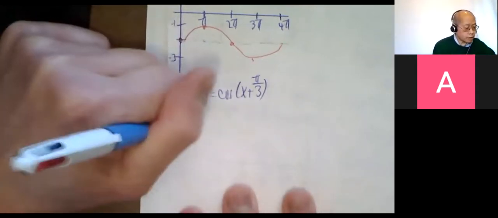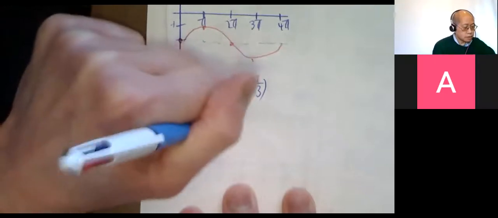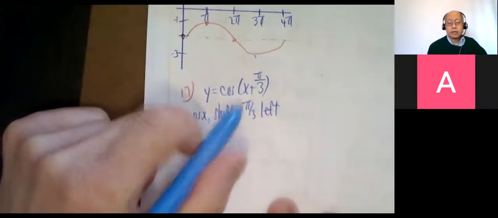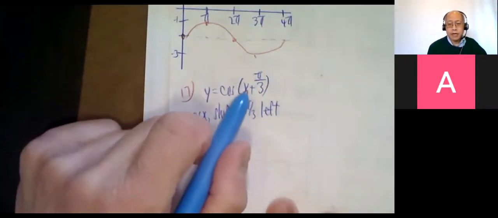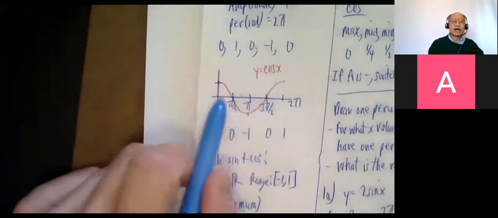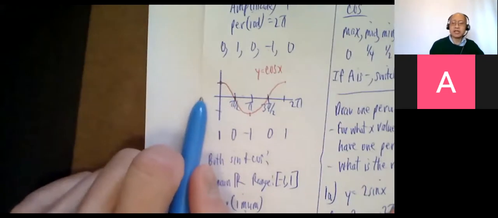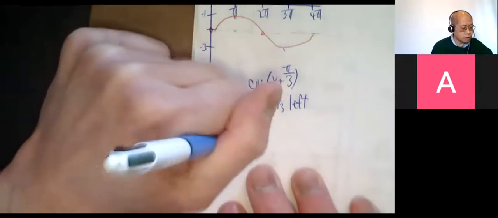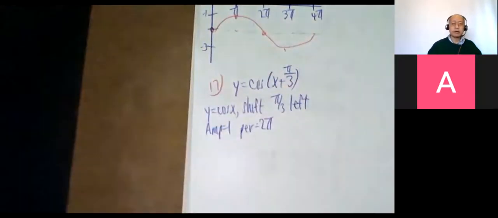Okay, so this is y equals cosine of x shifted pi over 3 to the left. Remember, it was counterintuitive, you might recall. X plus pi over 3, you don't move it to the right, you actually move it to the left. Essentially all that's happening is you take your basic cosine function. It doesn't go any higher or lower, doesn't change the period. I just pick this up and move the whole thing pi over 3 to the left. So how do I do that now? The amplitude is 1. Period is 2 pi.